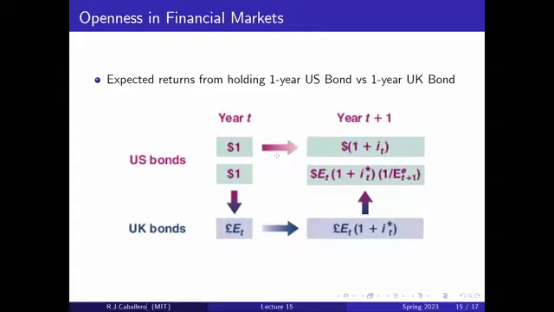So for example, in my example here, when I said suppose i is 5%, and i star, the interest rate in the UK bond, is 10%, is it obvious that I should invest in the UK bond? And the answer is no, not so fast. I know I'm going to make 5% more in terms of the return of the bond, but when I convert it back to dollars, I may lose all that gain because the pound has depreciated vis-a-vis the dollar. In particular, if I expect the dollar to appreciate relative to the pound by 5%, then I'm indifferent.